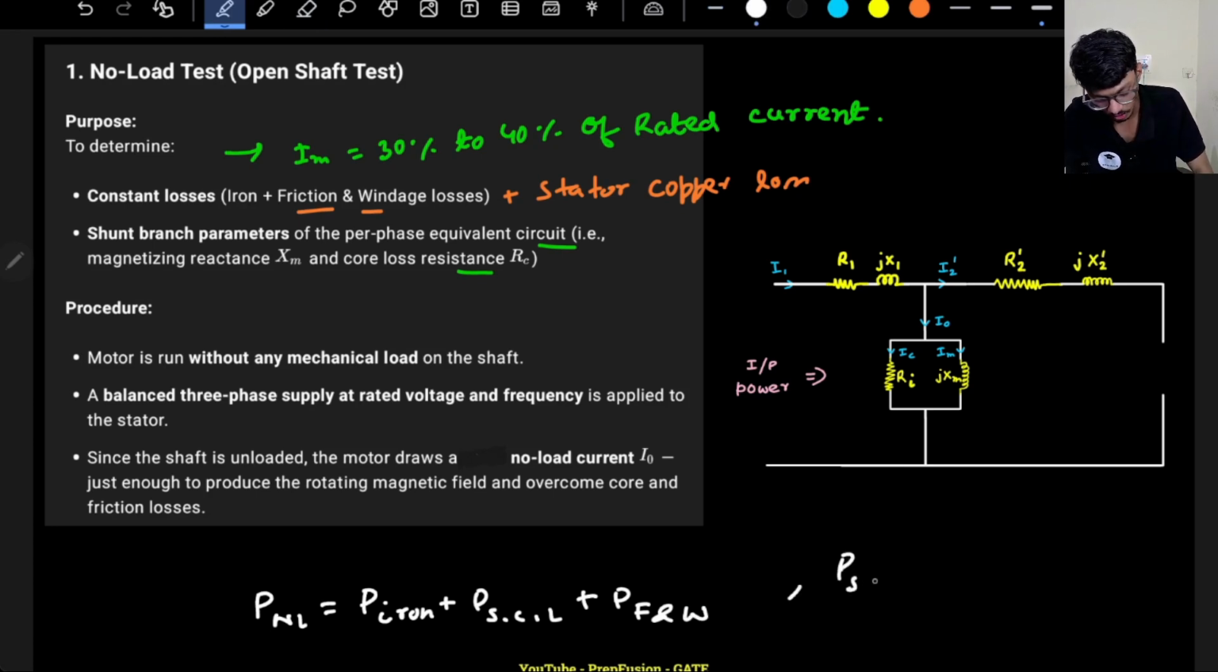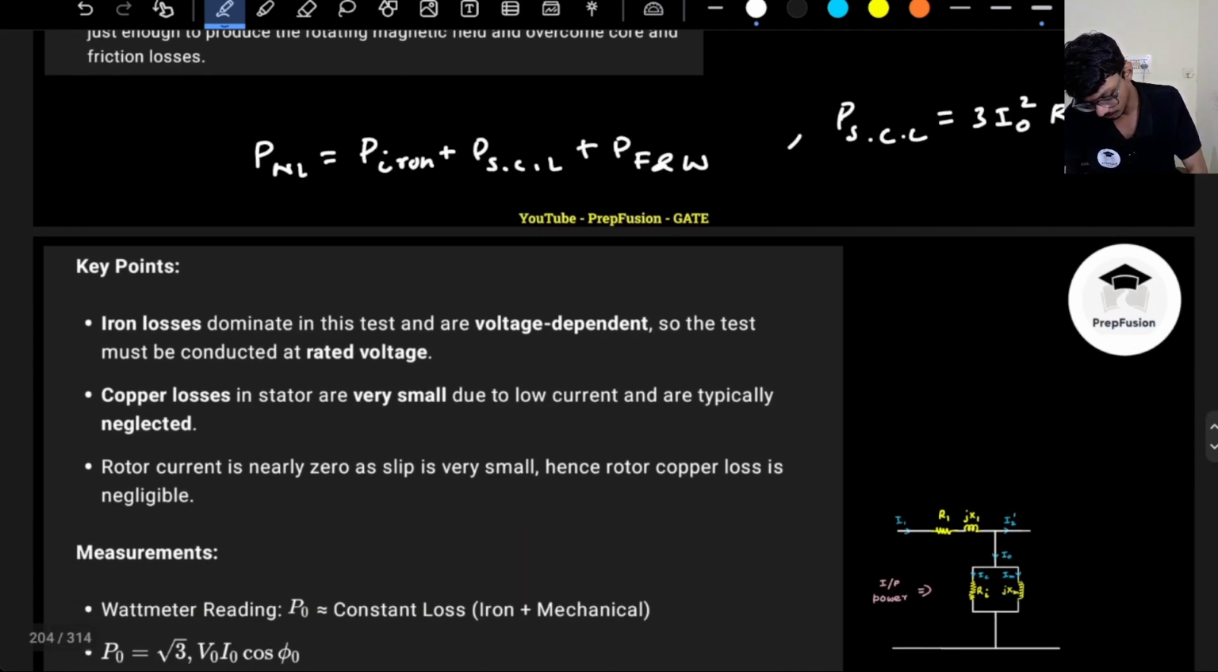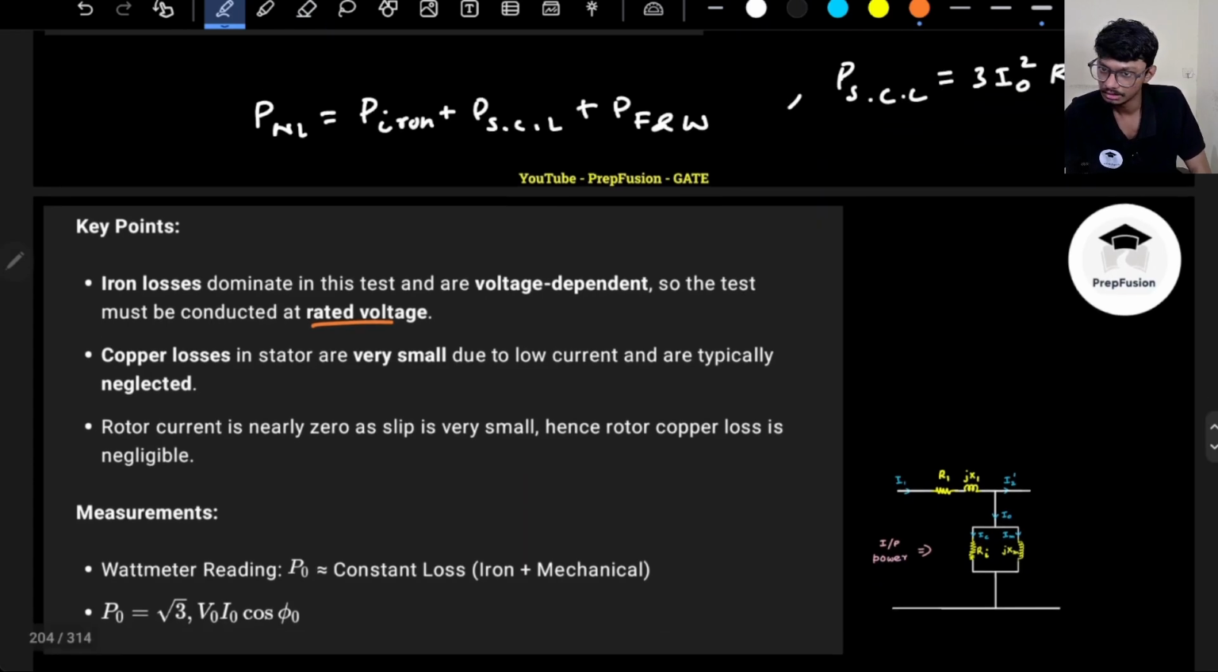Now what will be the stator copper loss? I know the current through the ammeter. It will be 3 I naught squared R1, because it's a three-phase system. I hope you have understood that point. Iron loss is voltage dependent, that's why, as I have discussed, we will conduct the test at rated voltage.